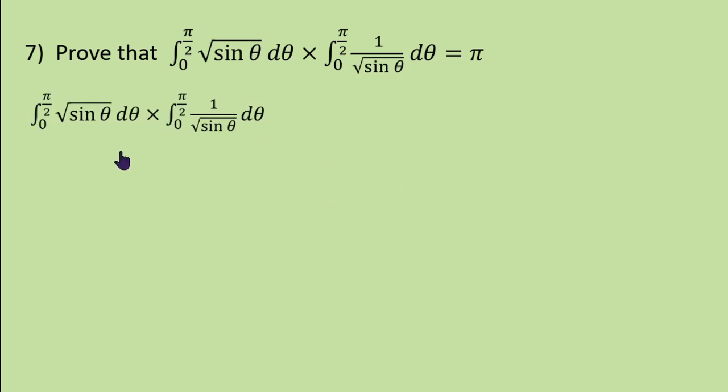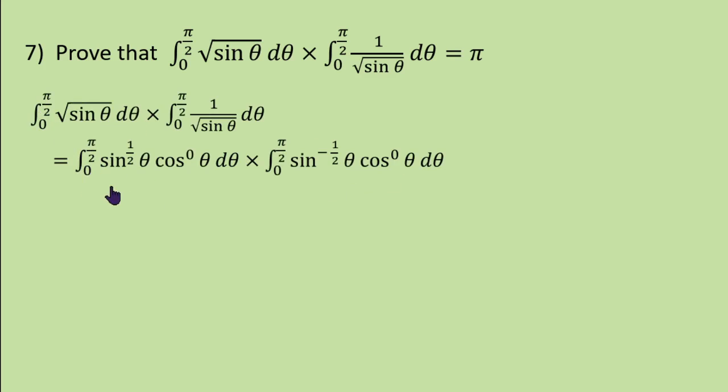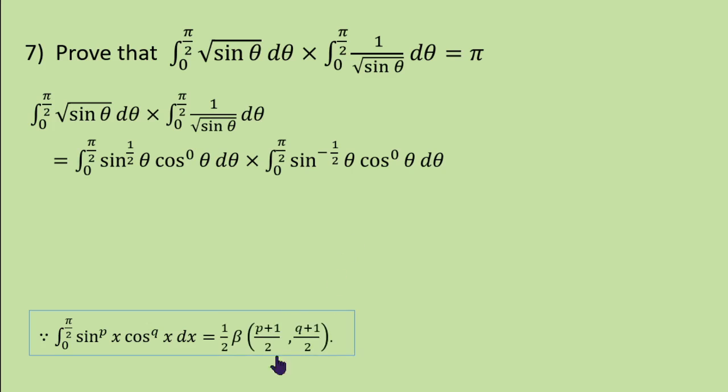Therefore, left hand side can be expressed as integral 0 to pi by 2 sine power half theta, no cos means cos power 0 theta d theta, into integral 0 to pi by 2 sine power minus half theta, 1 by root sine theta means sine power minus half theta cos power 0 theta d theta. Then by this formula, integral 0 to pi by 2 sine power p cos power q x dx is half beta p plus 1 by 2 comma q plus 1 by 2. Here p is half. Half plus 1 is 3 by 2, by 2 is 3 by 4. Q is 0. 0 plus 1 is 1, 1 by 2. And hence half beta 3 by 4 comma 1 by 2.